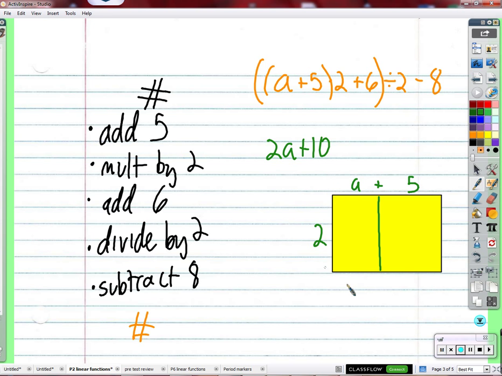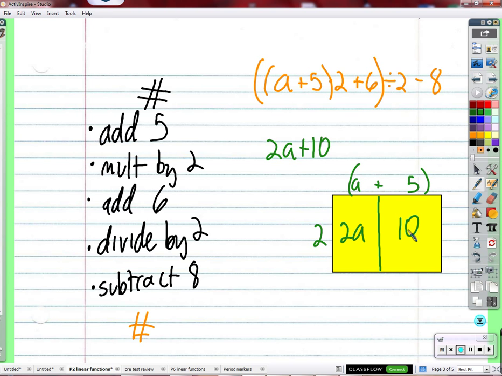The area of this big rectangle represents 2 times A plus 5, just like that says right there. But you can see this rectangle is now how many rectangles? 2 rectangles. What's the area of this rectangle? A. 2 times whatever A is the area of this rectangle. What's the area of this rectangle? 10. 2 times 5, 10. You see? This multiplication, this area, can help us see the distributive property.